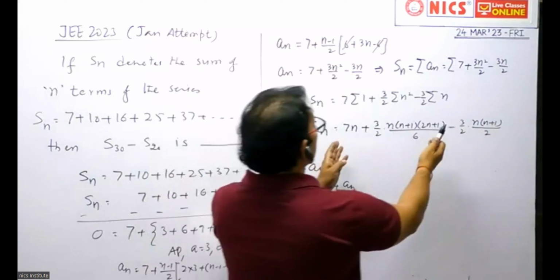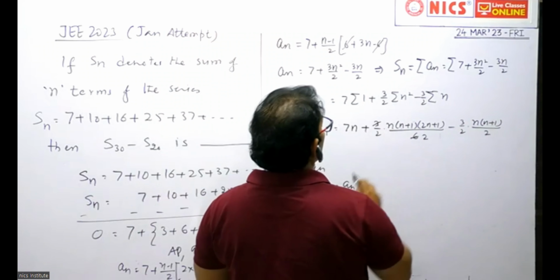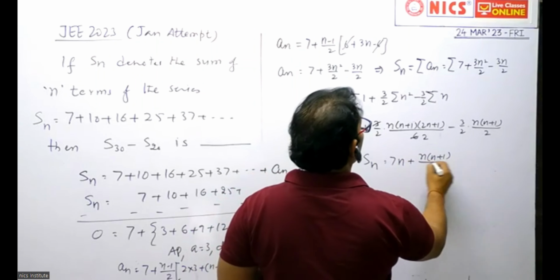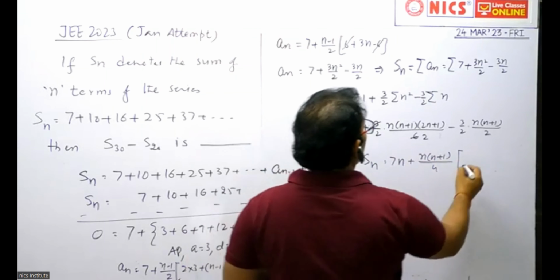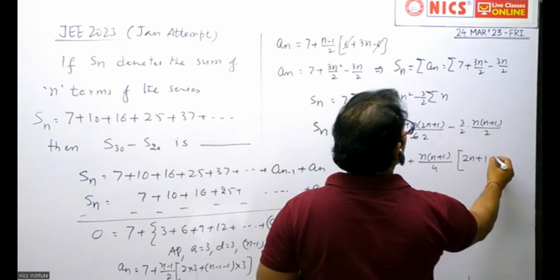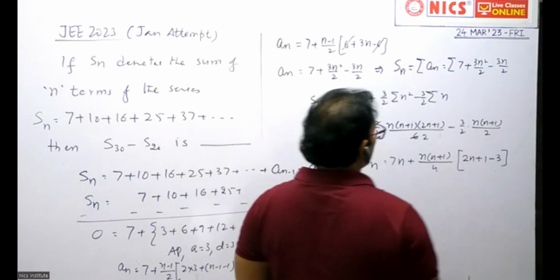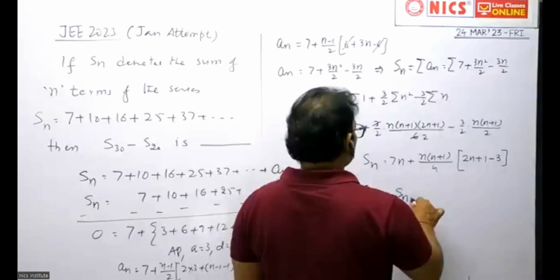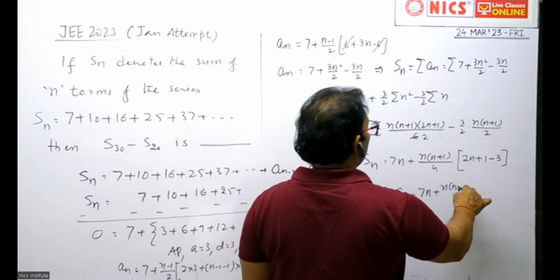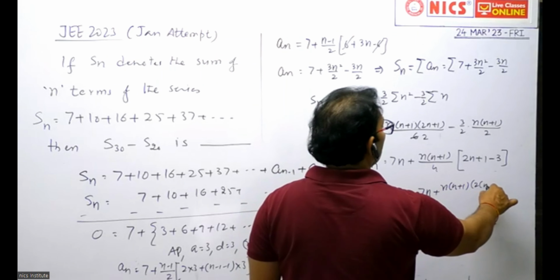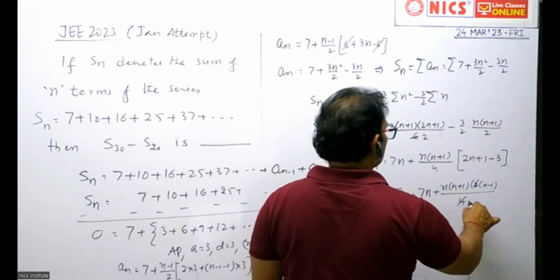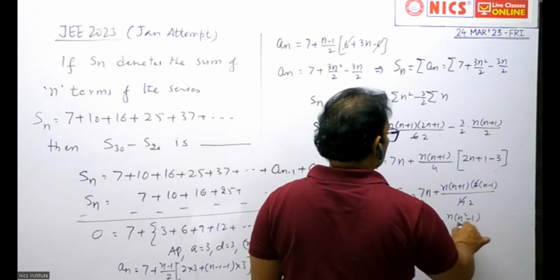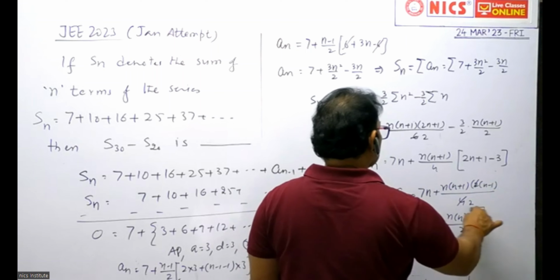I think you can simplify this further. You can take n into n plus 1 by 4 common. You'll be left with 2n plus 1, and this would be minus 3. You can further simplify this. 7n, n into n plus 1, this is 2 into n minus 1 by 4. So I get the formula for Sn. This is the formula for Sn.